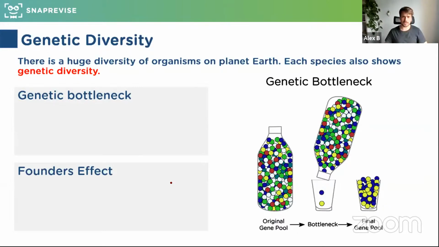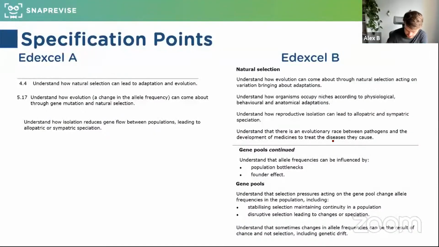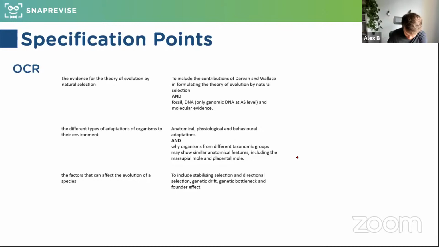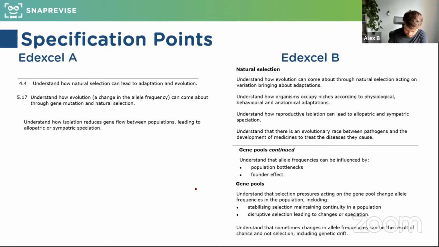Do you need this for OCR? Yeah, I guess we're pretty close to the spec still, so we can just double check. Yeah, so genetic bottleneck and founder effect is in OCR. I think it's in all of the specifications. So yeah, possibly not in Edexcel A actually. Doesn't seem like they have that much on this topic.